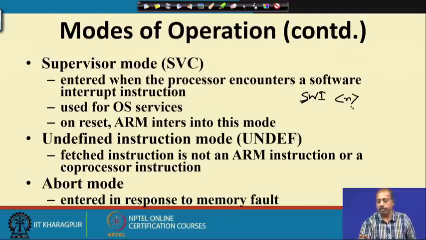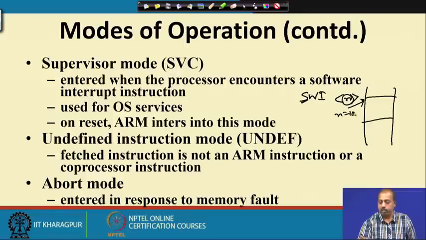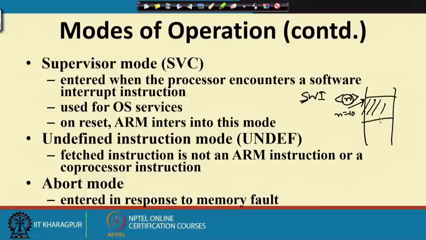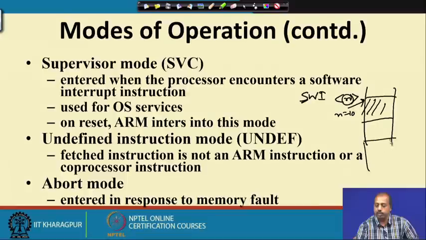So, what the system does is, depending upon the value of n, there is a pre-specified memory location where it will branch. Okay. So, for SWI n equal to 10, maybe it will come here. Now, what the operating system does is that for different services like accessing printer, accessing display, accessing file, accessing keyboard, etcetera, it may define different services, and the corresponding service routines may be loaded in these regions, fine.